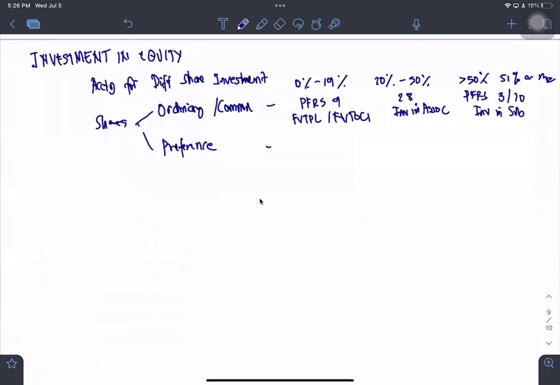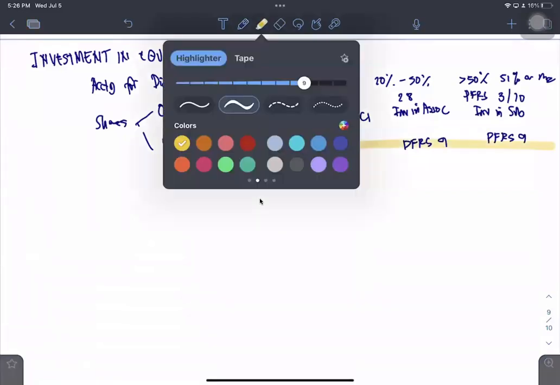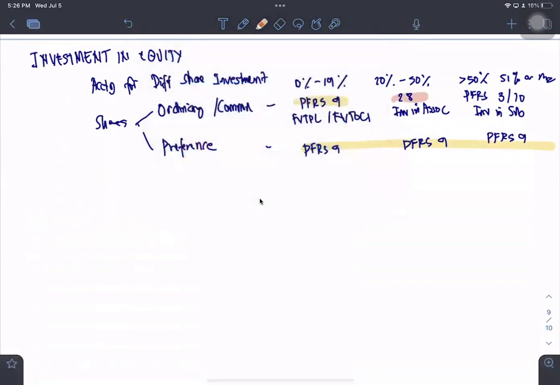For preference shares, we will always use PFRS 9 regardless of the ownership. Take note of that. If it is ordinary, we classify. But if that is preference, regardless of the percentage of ownership, it is always PFRS 9. So for investment in equity, our topic will revolve around PFRS 9 and PAS 28 because that is the portion of your auditing problem. Now, let's start first with PFRS 9.